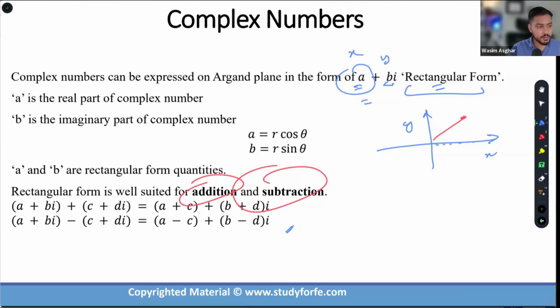and subtraction. The fact of the matter is that you can simply collect all the real parts together, add them together. You can simply collect the imaginary parts together, add them together, and you will get the resultant. And you can do the same thing for subtraction. Now, this is not that easy when you are using polar form, and division and multiplication are not that easy when you're using rectangular form.